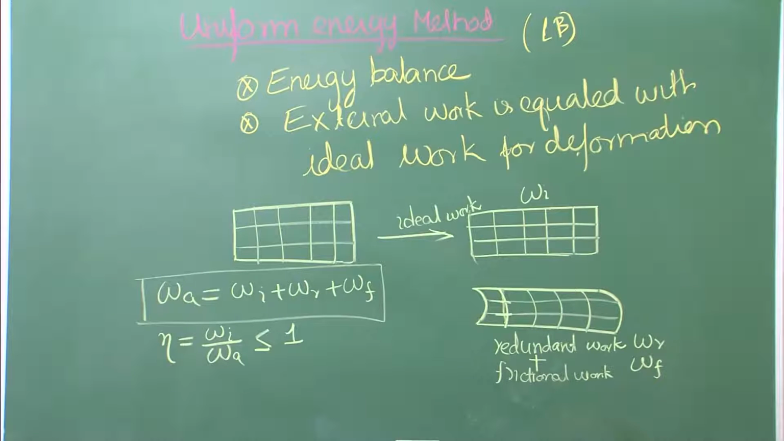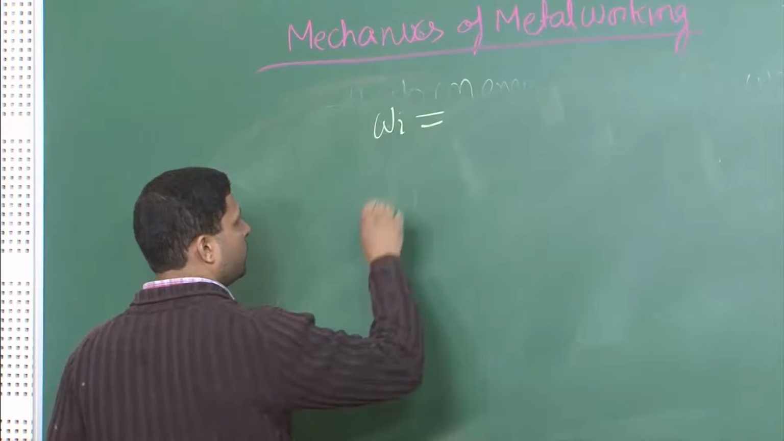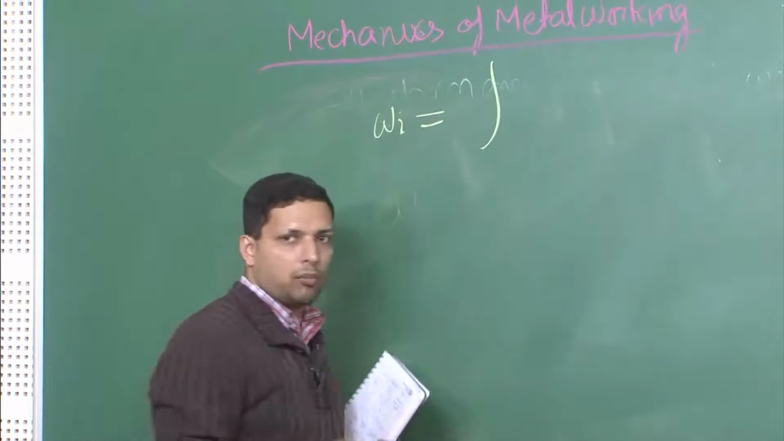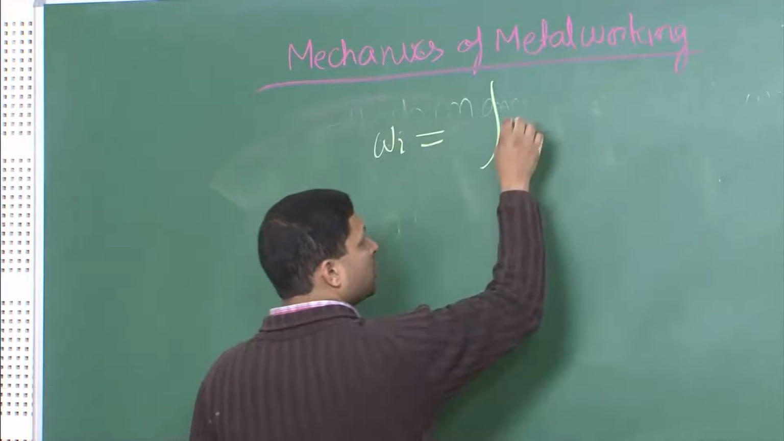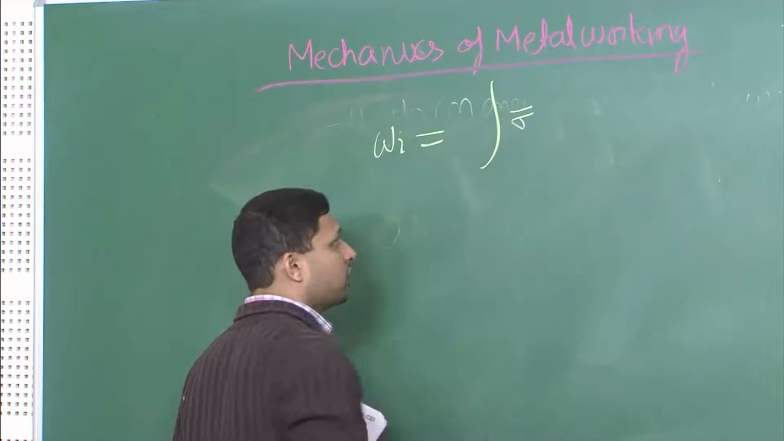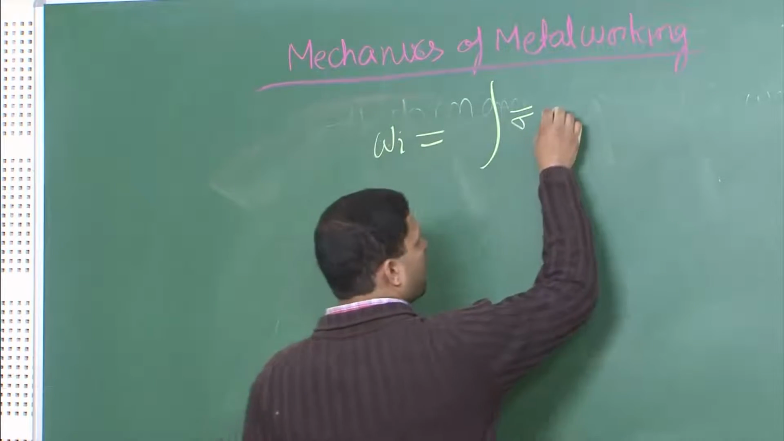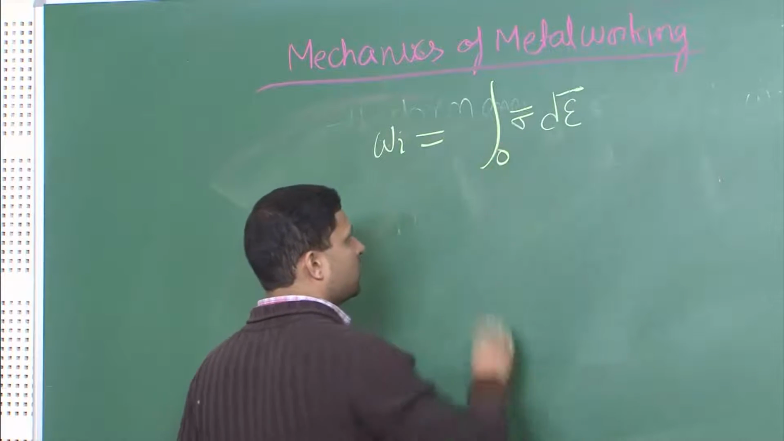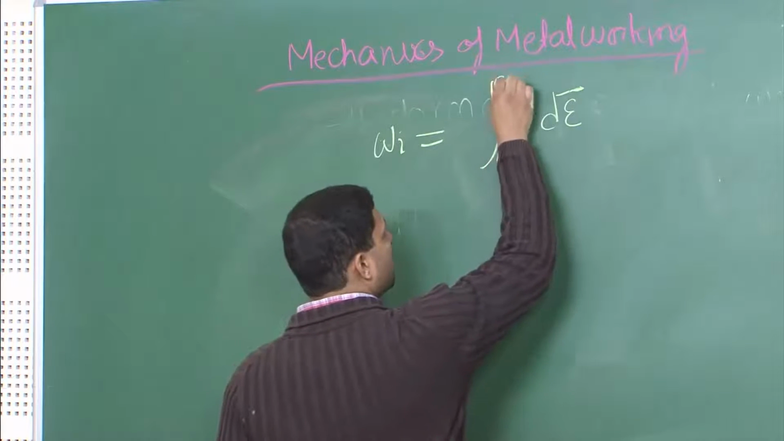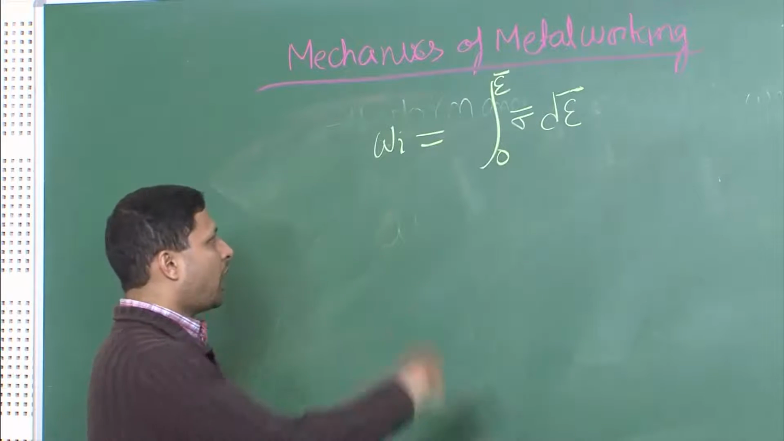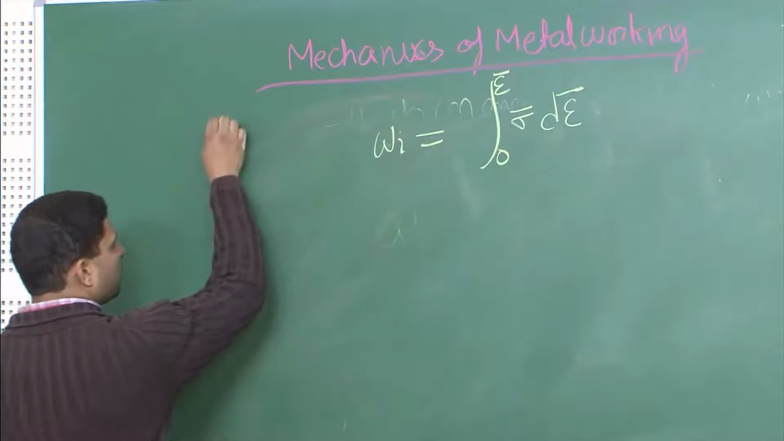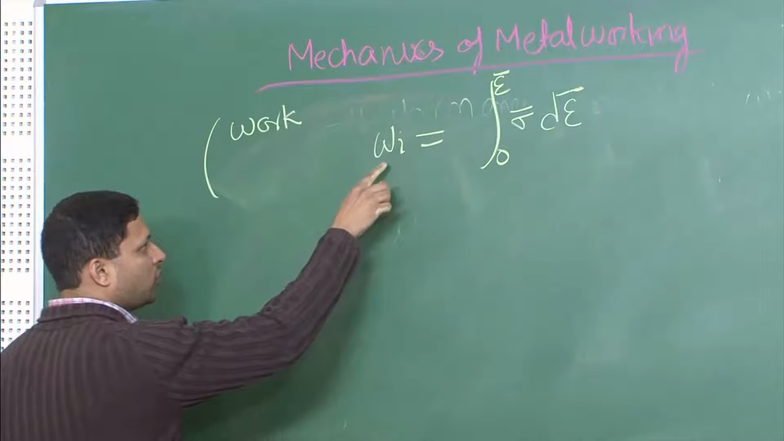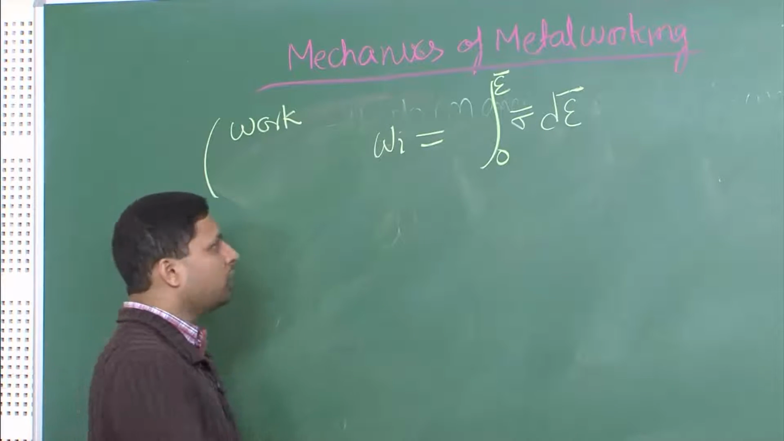Now, W ideal, as we said, can be easily given by just the amount of work that is required for deformation. So, if the flow stress of the material is sigma, the actual deformation required is d epsilon bar, and you have to change the strain from 0 to epsilon bar. Then the ideal work is work per unit volume. So, you should be aware of the unit, it is not the total work, but work per unit volume.